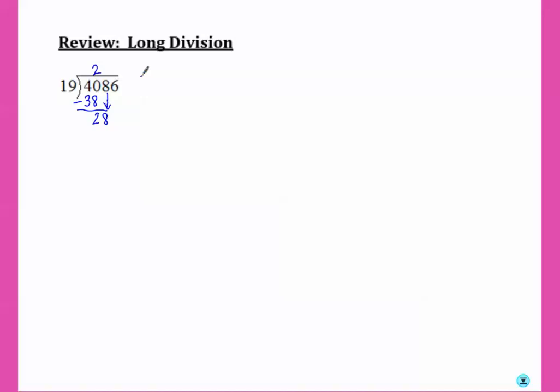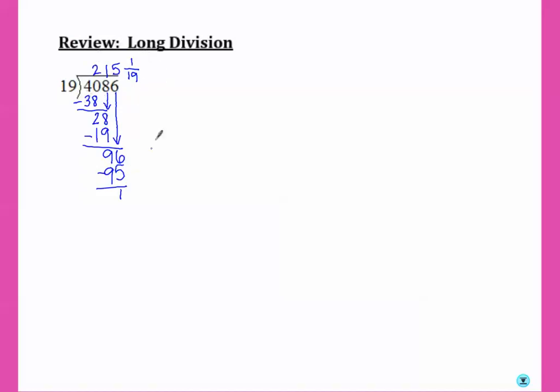Then we need to see how many times does 19 go into 28. That would just be once. Then we do 1 times 19, get 19. Subtract. You get 9. Bring down the 6. How many times does 19 go into 96? That would be 5. 5 times 19 is 95. Subtract and we get 1. So it's 215 and 1/19. We just put the remainder over our divisor.